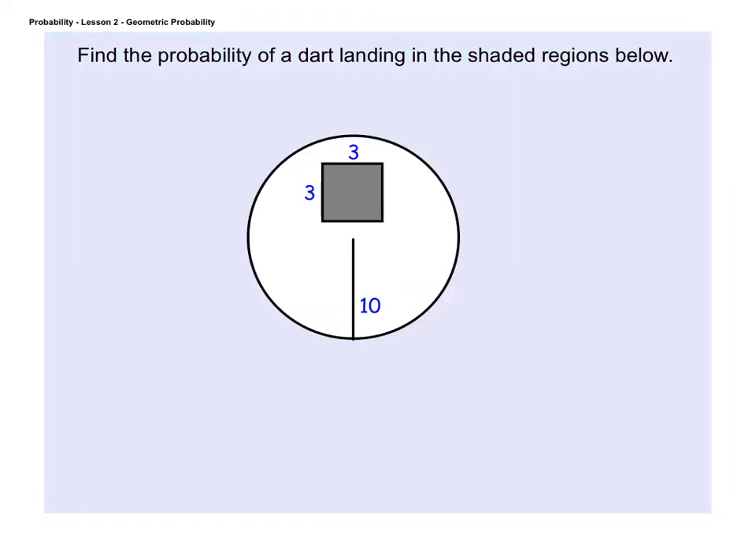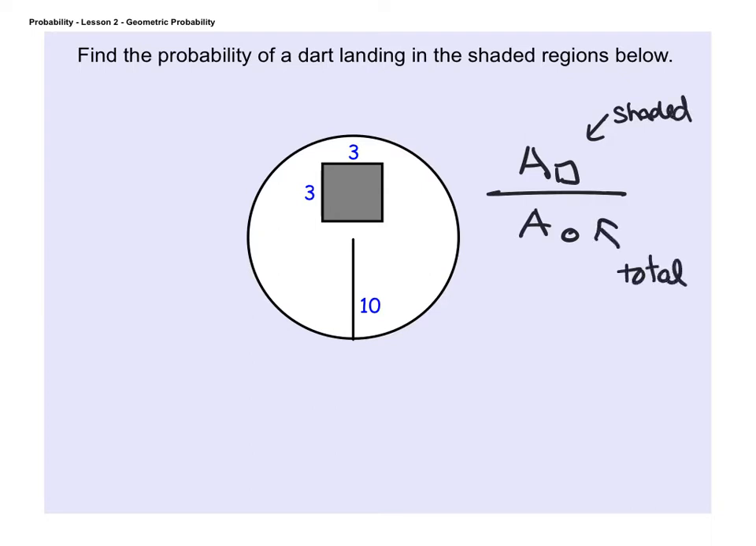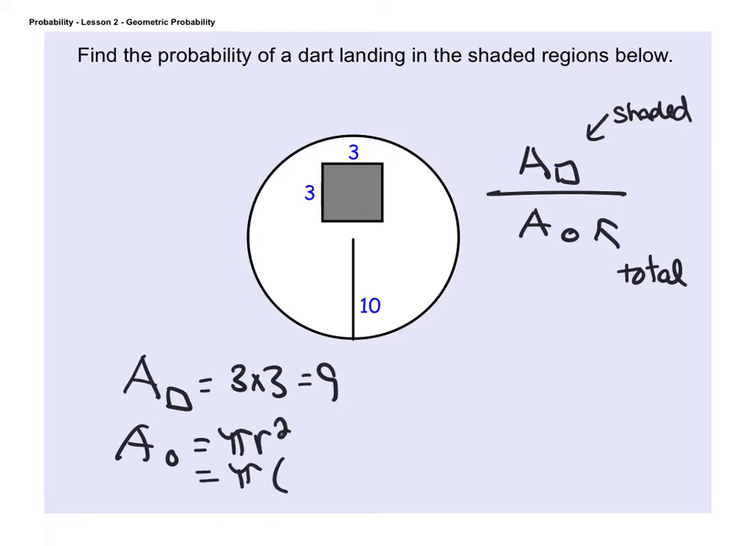Find the probability of a dart landing in the shaded region below. Okay, so shaded region is a square, and the area of the total region is the circle. That's the shaded. Here's your total. Okay, so area of the shaded, which is the square, is 3 times 3, which is 9. The area of the circle is pi r squared, which is pi times our radius, which is 10 squared. So 100 pi. Again, here's that exact answer that I was talking about.